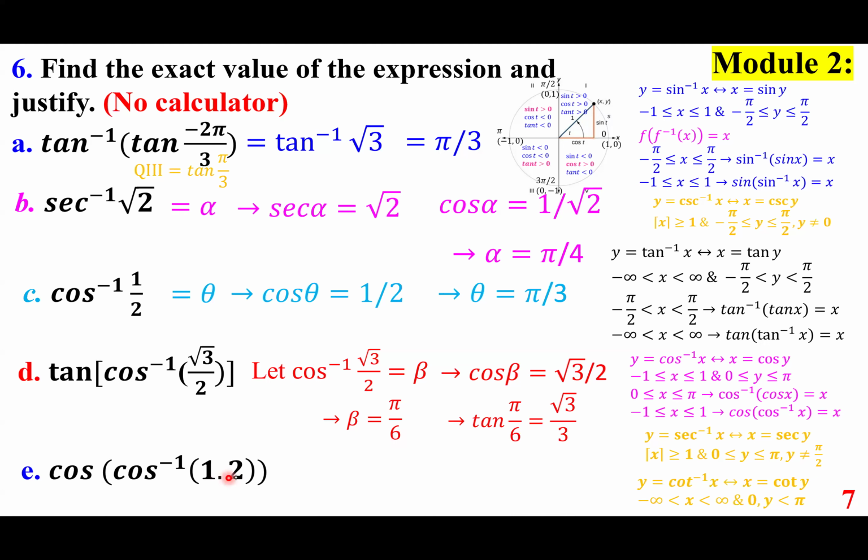Cosine of cosine inverse of 1.2, that's undefined. Why is that? Because 1.2 is larger than 1.